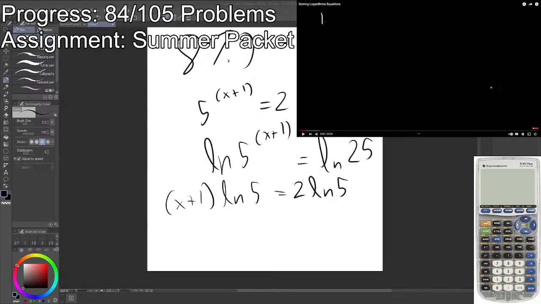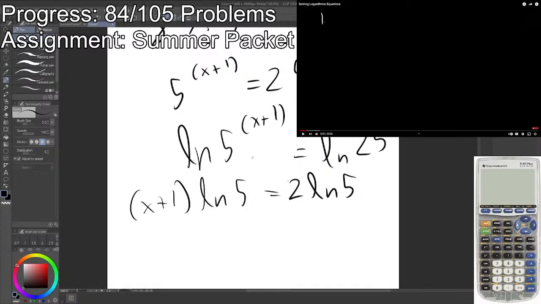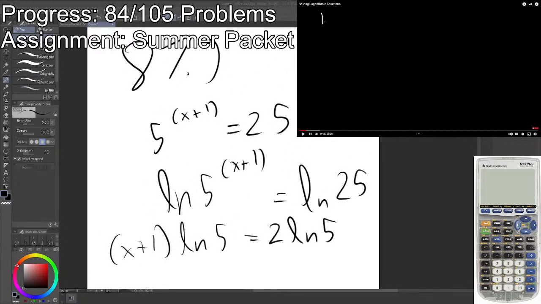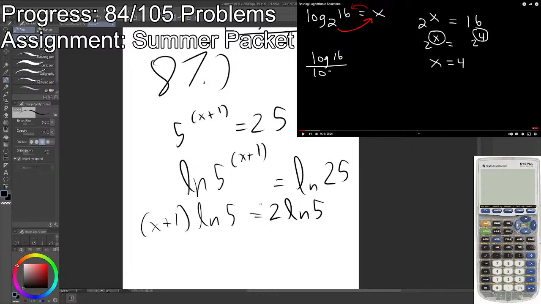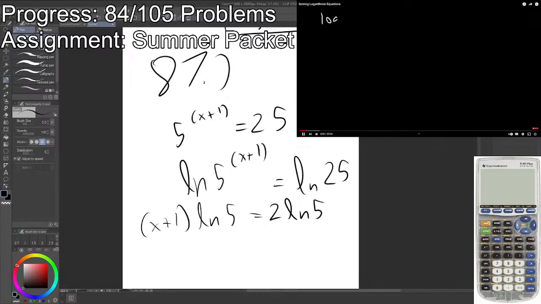Try this one. Wait, can I do that without what I was doing? Let's see. Log of 16 divided by log of 2. No, that's not exactly what I was trying to do.